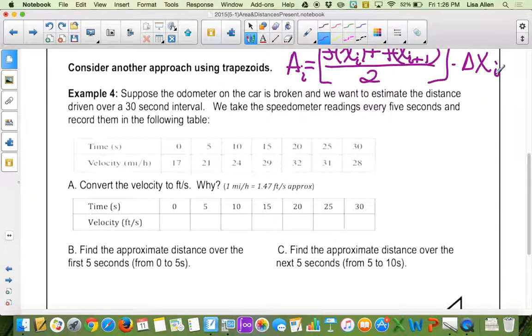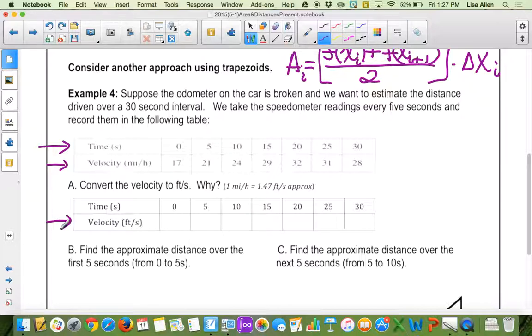Suppose the odometer of the car is broken and we want to estimate the distance driven over a 30-second interval. We take the speedometer readings every 5 seconds and record the following table. So you have your table of values as it goes from 0 to 30 seconds. And you notice the velocity is in miles per hour. You lack the agreement of units here because you have seconds and miles per hour. So I'm going to ask that you convert the velocity in the table to feet per second.